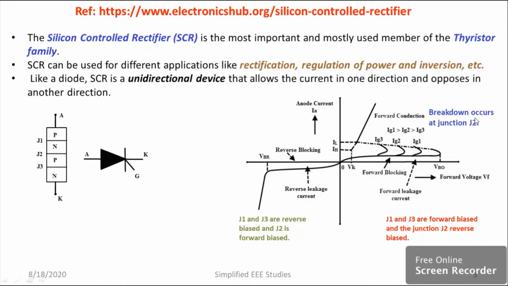That means breakdown occurs at the junction J2 and the device turns on. Here IL represents the latching current. At this point, the thyristor starts conducting. The thyristor will always turn on after crossing this particular point, which is known as the latching current. But the thyristor maintains the on state at the holding current. The level below is known as the holding current. Whenever the anode current falls below the holding current, the device will be turned off.